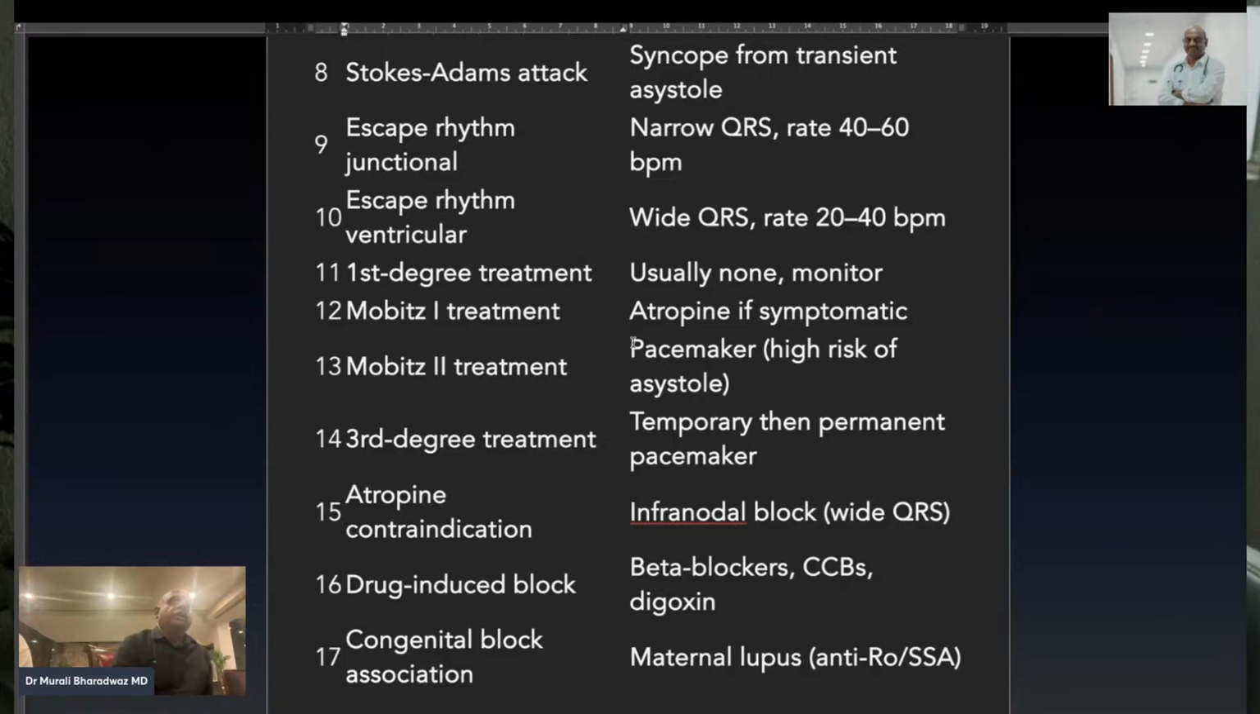If it is only PR prolongation, we'll see it in a lot of elderly people, first degree heart block. Nothing needs to be done.